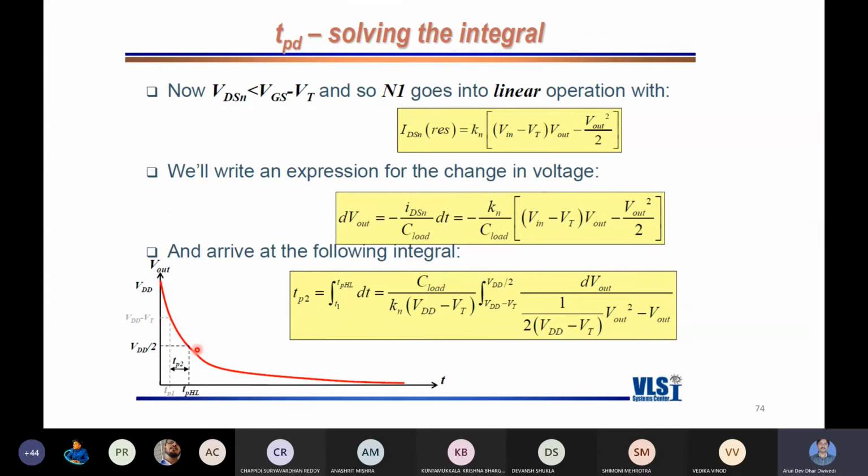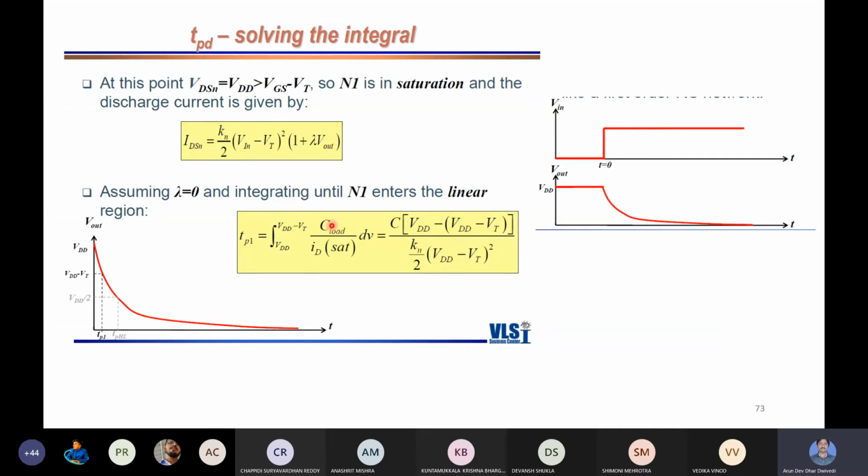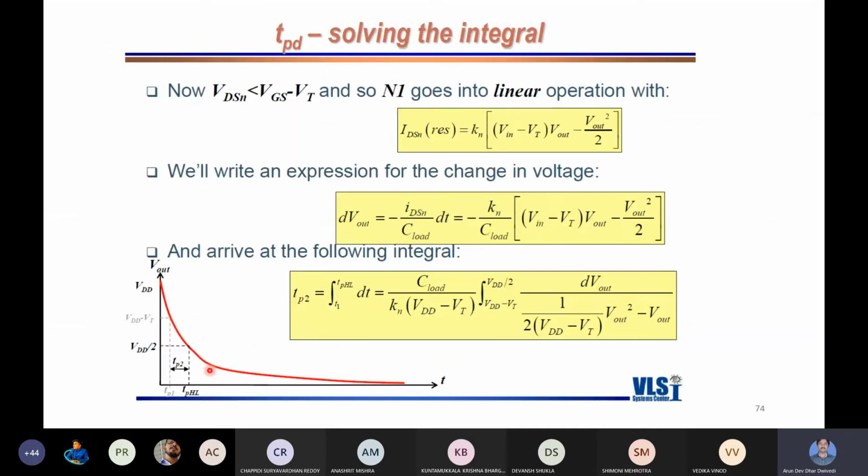Using the same model which we discussed initially, that time can be calculated as the integral from t1 to t2 of dt, with the voltage varying from V1 to V2: Cload(Vout) divided by I(Vout) times dVout. We use this equation, and when it is switching from VDD to VDD minus VT, TP1 we have calculated. Similarly, TP2 can be calculated. Here we know that this NMOS transistor is in the linear region.